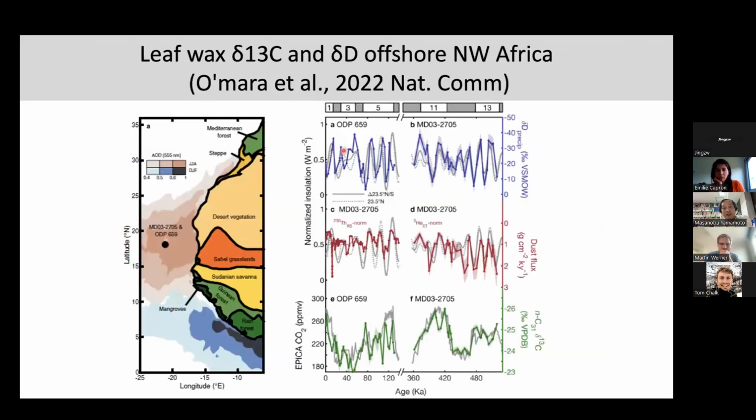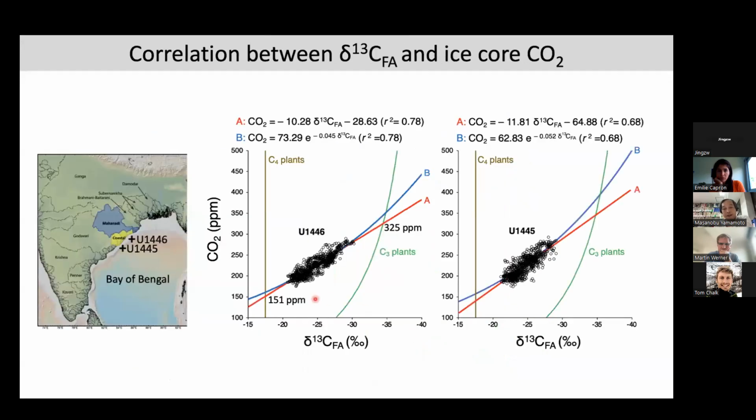And recently, Omar et al. 2022 reported that the leaf wax carbon isotopic composition is consistent with the EPICA CO2. So this means West Africa is also a candidate for the CO2 reconstruction by our method. So we applied this approach to the two different sites, 46 and 45. We found a very similar relationship between leaf wax carbon isotopes and EPICA CO2 concentration.